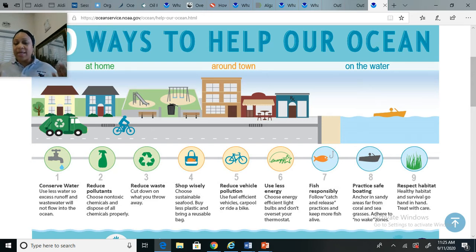It says follow catch and release practices and keep more fish alive. So everything you catch, even if you're on a trip with your friends or your family, everything you catch, you don't necessarily have to keep. Okay, that's what they mean when they say catch and release. My brothers, they love to fish, and I remember while we were fishing, he would catch small fish and he'd say, oh, we're gonna just throw this one back in, but he did keep the big ones.